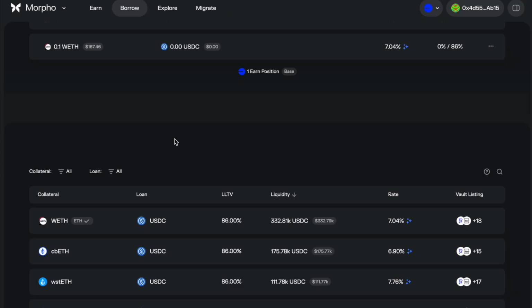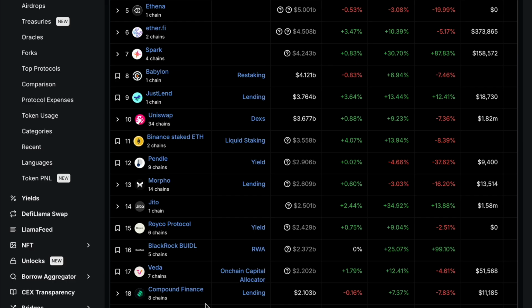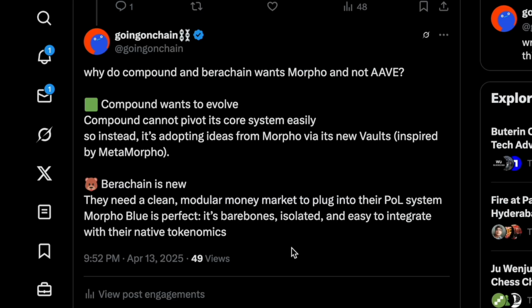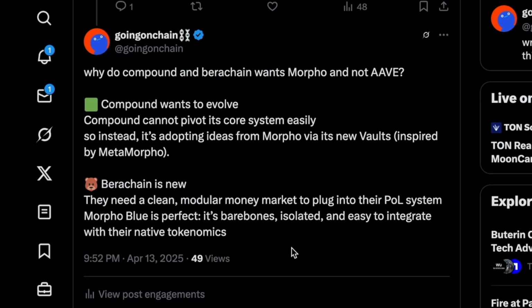So coming back to Morpho, you can see that it's very modular and permissionless, because if you see Compound, an OG, is losing its TVL in comparison to the other DeFi apps. Morpho as a new lending protocol has been gaining traction. So as for Berachain, what are they willing to pay for Morpho tech? What they need is a new clean modular money market to plug into their POL system, which is different from POS or POW. And Morpho itself, because it's modular, is easier to integrate into their native tokenomics.